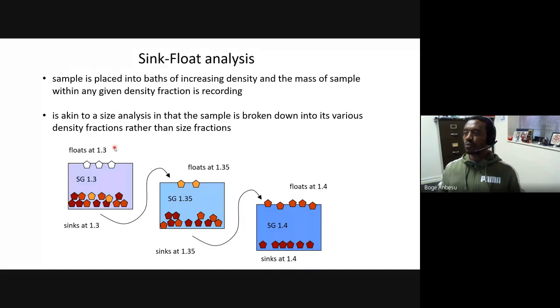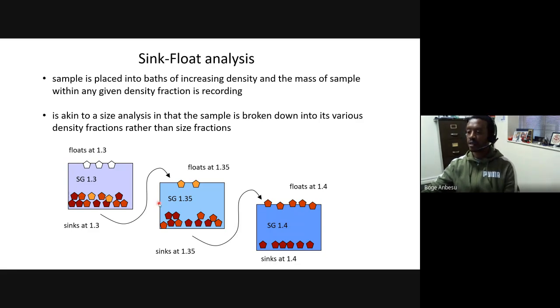Okay, so how do we do sink and float analysis? As I said earlier, we have the medium density just between the light and the heavy. In this case, let's say the media has a specific gravity of 1.3, and you have particles added to this media. All particles lighter than 1.3 will float. All particles with a specific gravity of 1.3 or more will sink, assuming 100% efficiency.